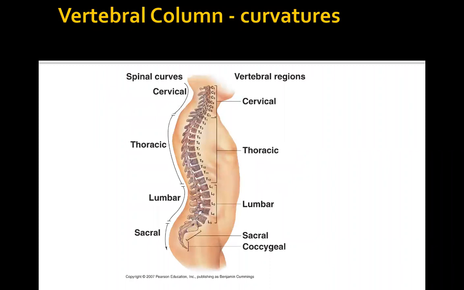So with this, we can look at the side view of a human standing in an anatomical position. And then we are going to look at some important landmarks here. We are looking at spinal curves and then also vertebral regions, okay? Spinal curves and then vertebral regions. So let's first of all look at the spinal curves.